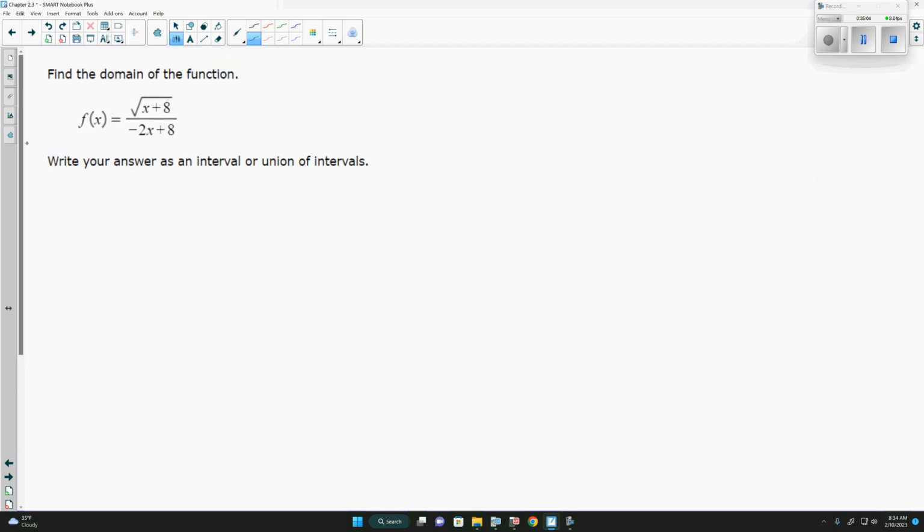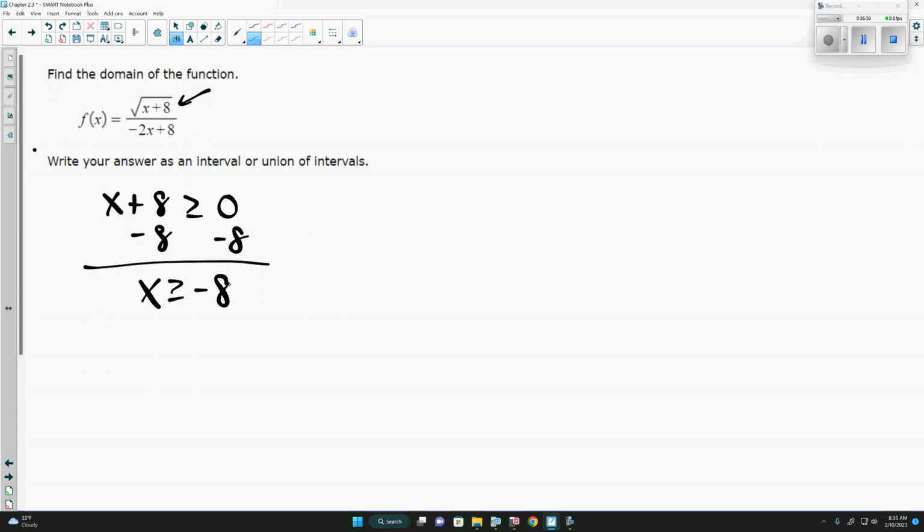Find the domain of this function. Write your answer in interval or union of intervals notation. Well, we have two things. One, the radical in the numerator can't have a negative number. So we're saying that x plus 8 has to be greater than or equal to 0. X is greater than or equal to -8.